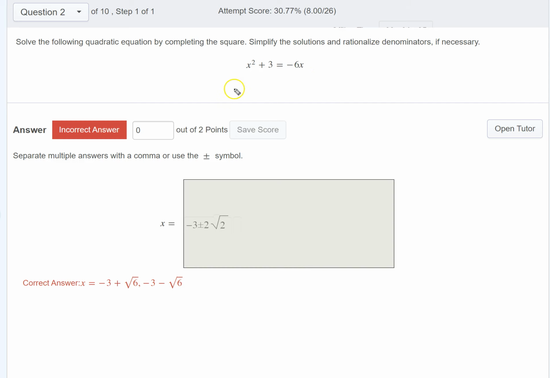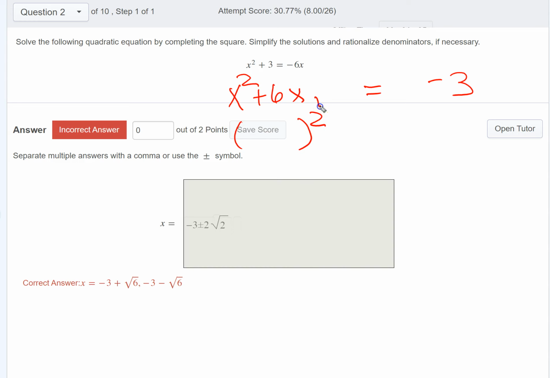So we said the protocol was to put it in standard form, sort of. Transposing that negative 6 over becomes a positive 6x. Now we want to transpose that 3 that's on this side over to that side where it becomes a negative 3. So we're just switching these two around. Now, completing the square, we're going to go like so.